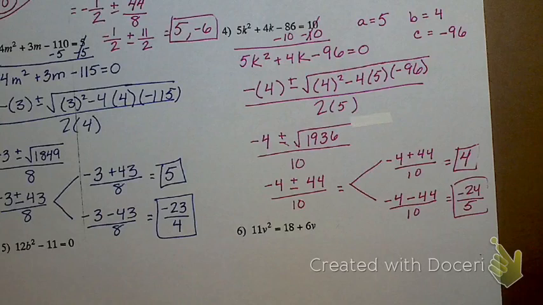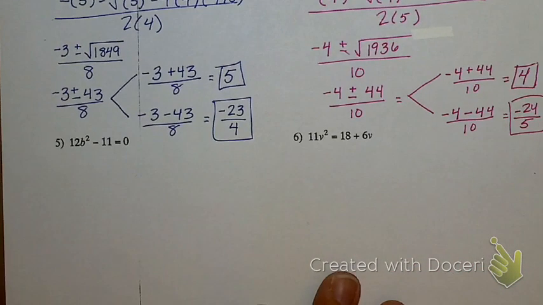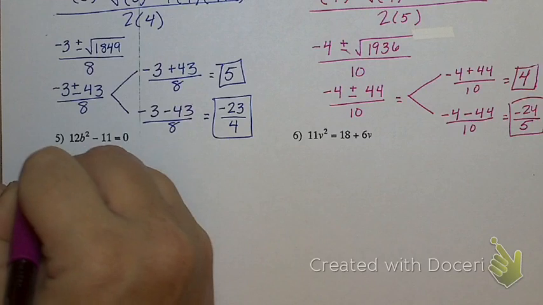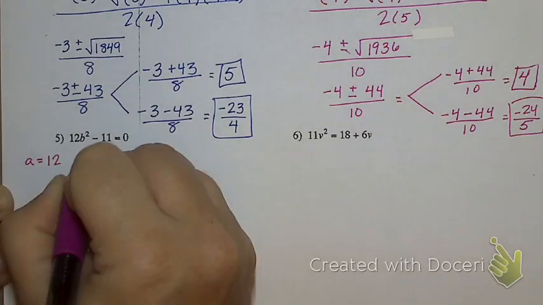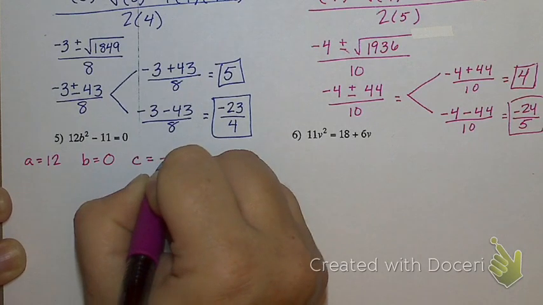Okay? All right, how many answers did I promise that you would get for every problem? Have I gotten 2 for every problem? Yeah. All right, I do have time. I want to keep going because these are important. Okay. Is number 5 in standard form? Yes. All right, what is A? 12. What is B? 0. What is C? Negative 11.